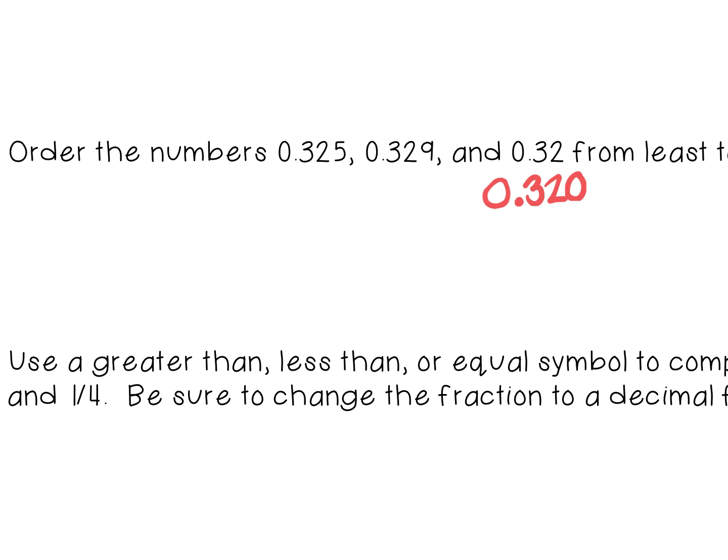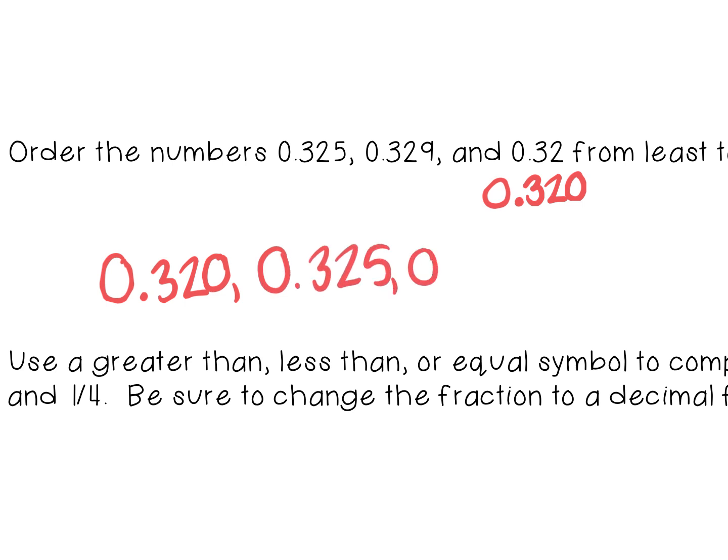Now they're going to be pretty easy to put in order. Which one's our smallest one there? 320, 325, or 329? 320. So we've got 320 thousandths. What comes next? 325 thousandths, and then 329. Good.